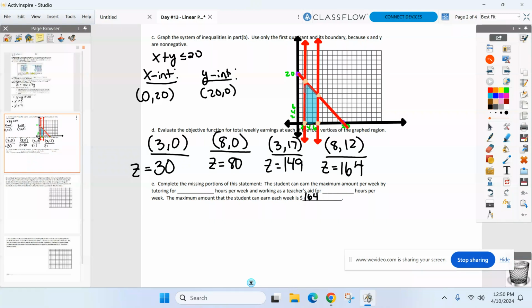And then how do you do that? How many hours do you have to work tutoring? What variable was that again? X. And what was my X coordinate at 164? So you got to do 8 hours of tutoring and 12 hours being a teacher's aide. Under these, that's what we just saw. You want to make the most amount of money. Well, it's going to be $164, but to do it, you got to do 8 hours of tutoring and 12 hours as a teacher's aide. All right, that's the max amount of money you can make.